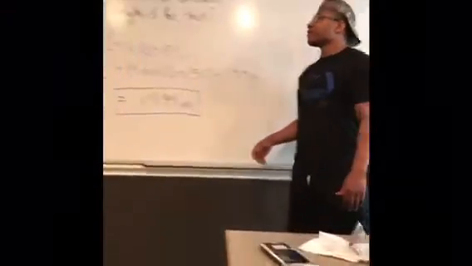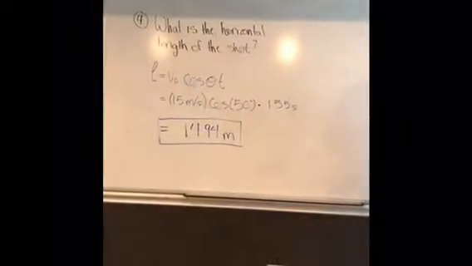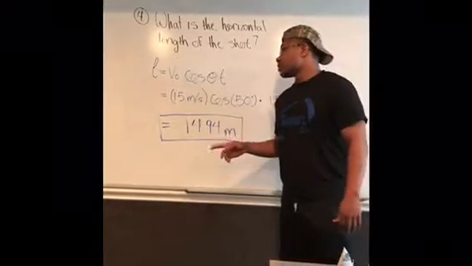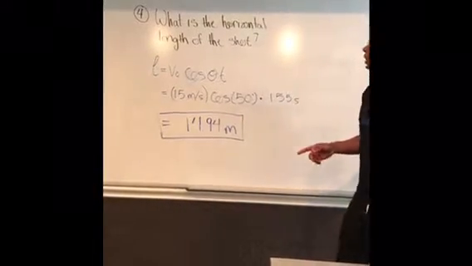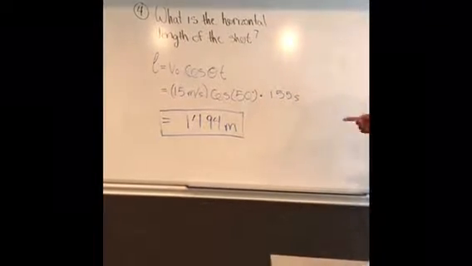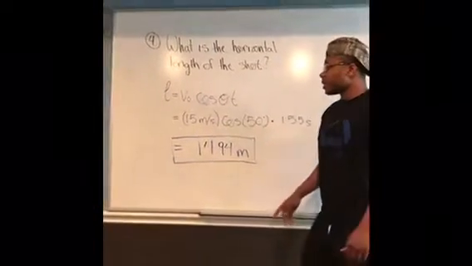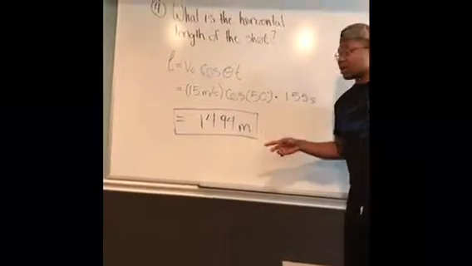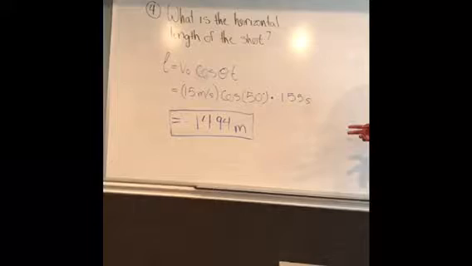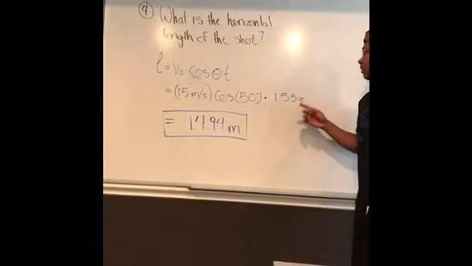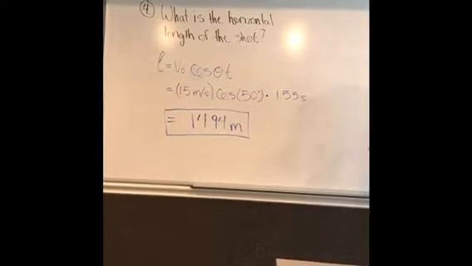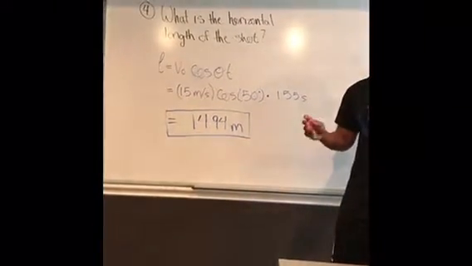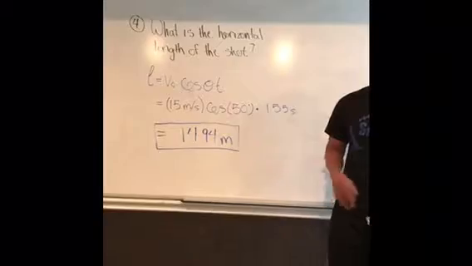For question 4, we're trying to figure out the horizontal length of the shot. We use the equation length equals the initial velocity times cosine theta times the time. And we plug in the numbers, we get 15 meters per second times cosine 50 degrees times 1.55 seconds. And the final answer we get is 14.94 meters as a horizontal length for the shot.